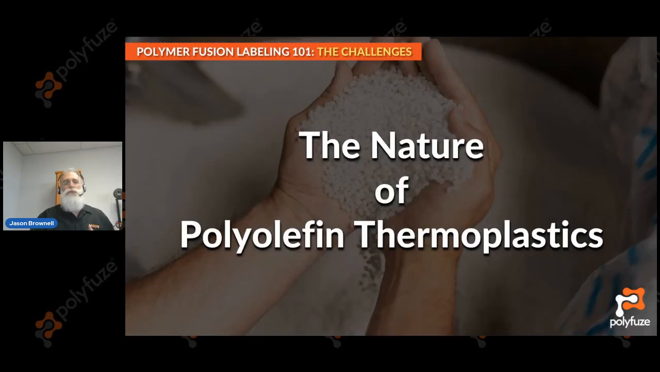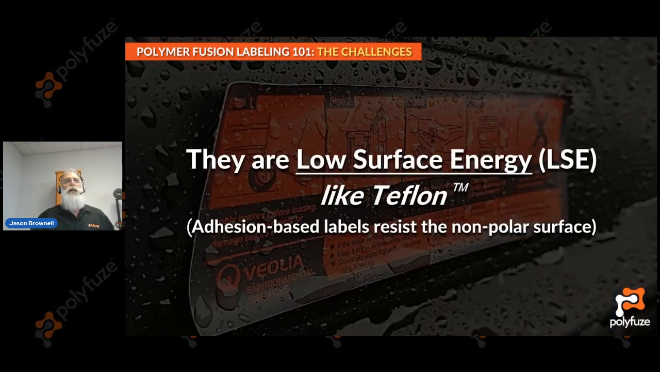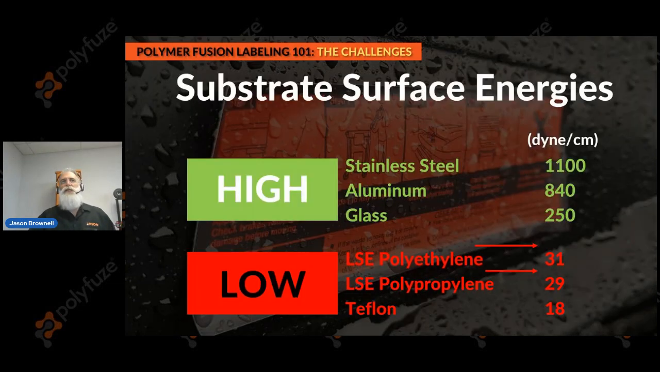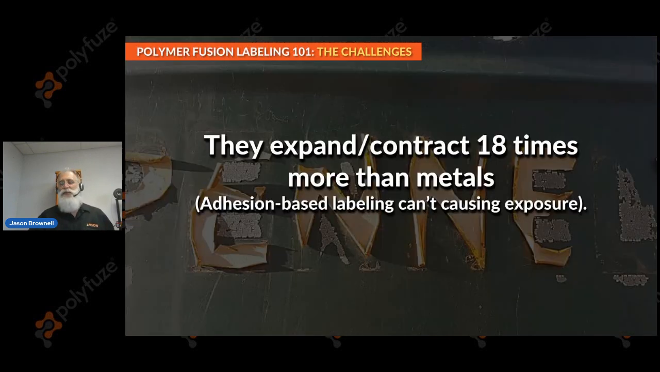Polyethylene, polypropylene, the whole polyolefin family of plastics is a challenge to label with adhesive technologies, primarily because of their low surface energy. In fact, it's very similar to Teflon, and we use Teflon to coat molds and to coat our cookware so that nothing sticks to it. One way to measure surface energy is dynes per centimeter, and polyethylene and polypropylene are down there around Teflon. That can be a real challenge for adhesive technologies.